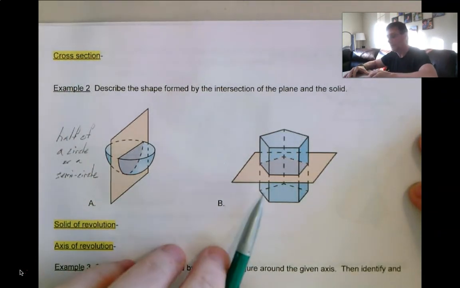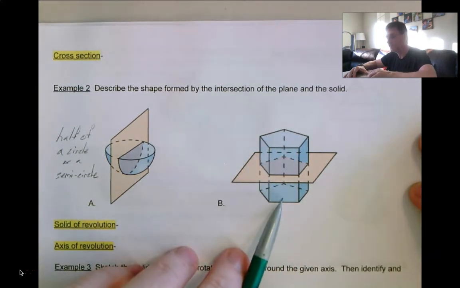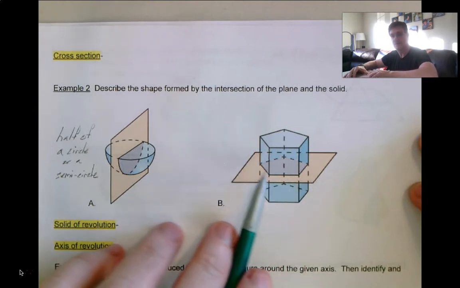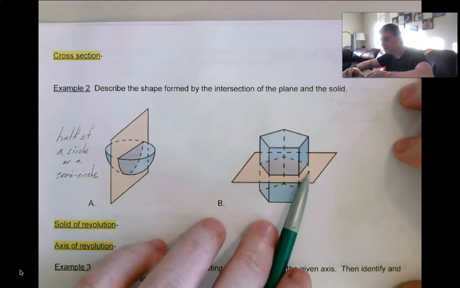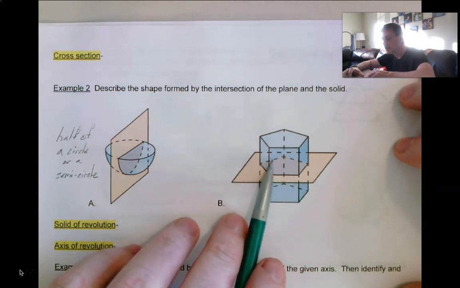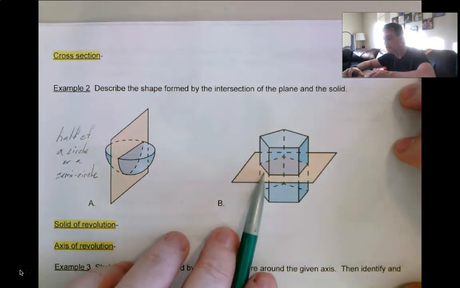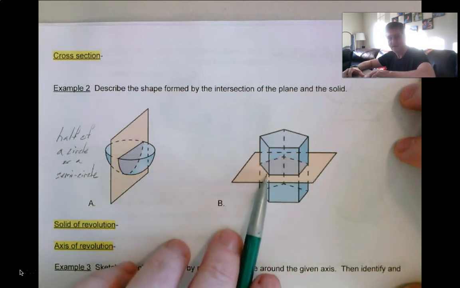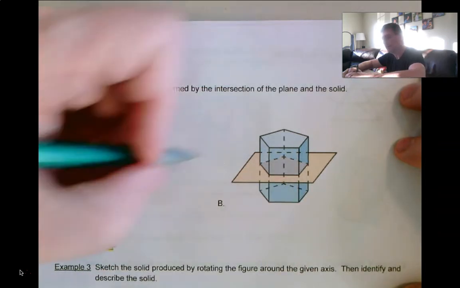Okay. In part B, we have a pentagonal prism, and the plane that is intersecting this prism is parallel to the bases, and it's intersecting and painting and cutting out another pentagon. So if we connect the intersections of the edges, that shape is a pentagon.